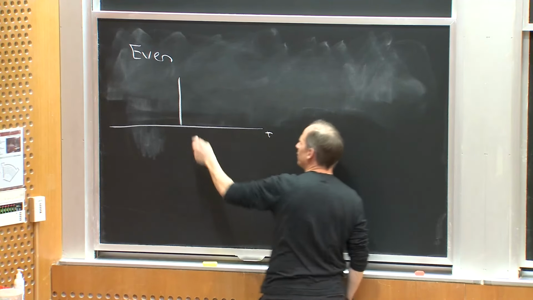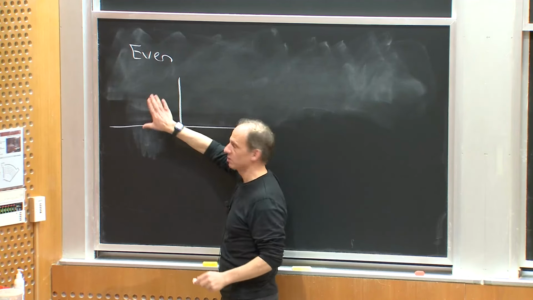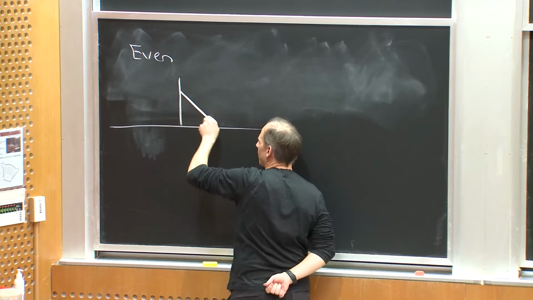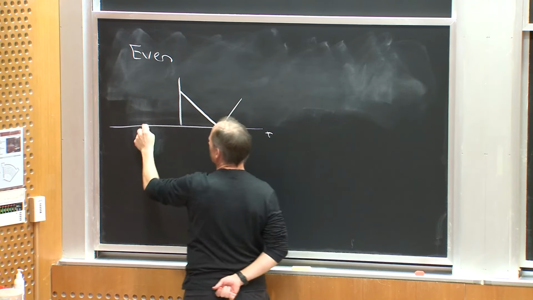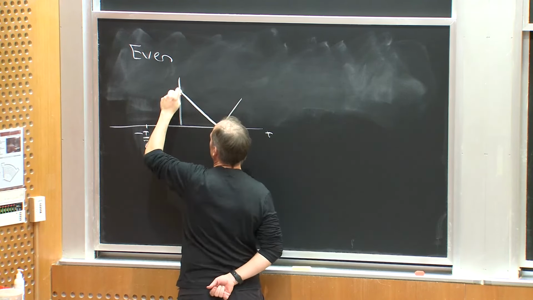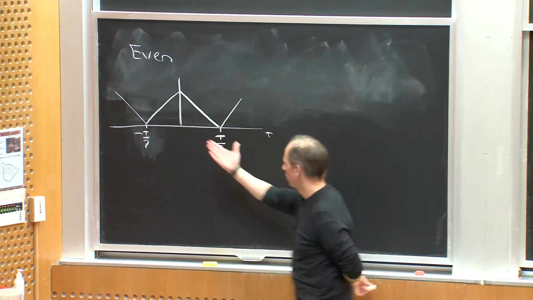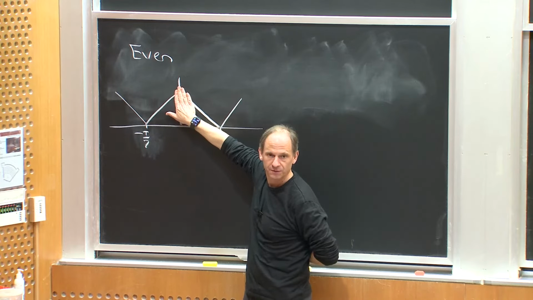An even waveform looks symmetric about t equals 0, okay? So it flips about t equals 0. So maybe I have a waveform that looks like this. Say this is T over 2, and this is minus T over 2, and it might look like this, for example, okay? So if I just flip it about t equals 0, nothing changes, okay?